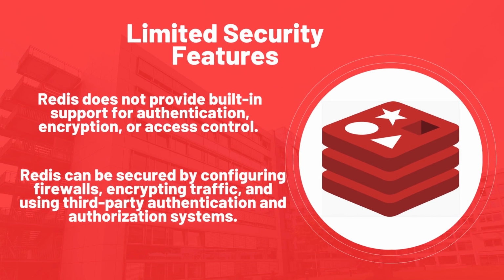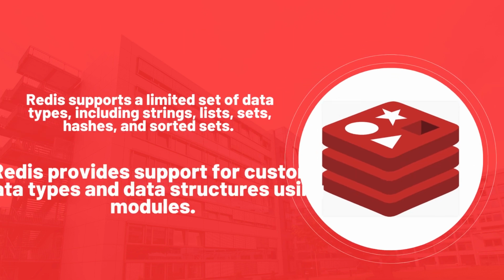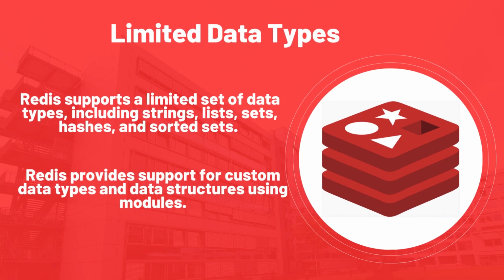Limited security features. Redis does not provide built-in support for authentication, encryption, or access control. So Redis can be secured by configuring a firewall, encrypting traffic, and using third-party authentication and authorization systems. Limited data types. Redis supports a limited set of data types, including strings, lists, sets, hashes, and sorted sets. But to overcome this, it provides support for custom data types and data structures using modules.